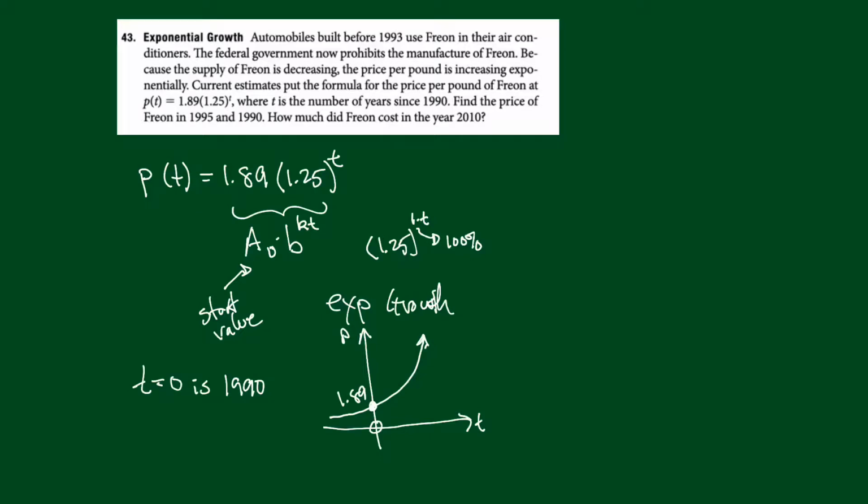Now, here's what the problem's asking us, down here at the bottom sentence. Find the price of Freon in 1995 and 1990. Well, we know what it is in 1990, right? It's the start value. So in 1990, what we have here is t equals 0, and the price at 0 is $1.89. So in 1990, let's say the price is $1.89 per pound.